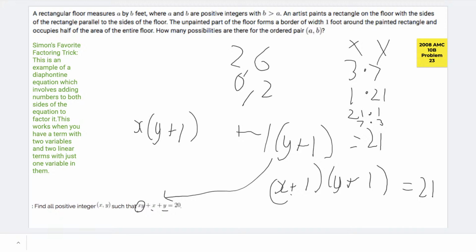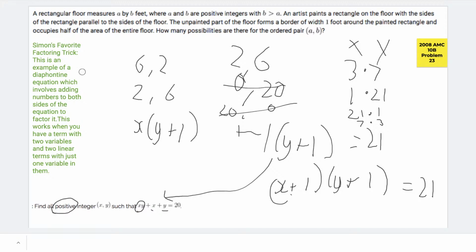However, this is not a case because it says positive integers, and 0 is not positive. So this case does not count. Then you take 21 and 1. You get 20 for x and 0 for y. However, this does not work because it says positive integers, which means none of them can be 0. You need to remember that part. And for 7 and 3, we get x as 6 and y as 2, which means there are only 2 cases for it, and that's how we found the answer.